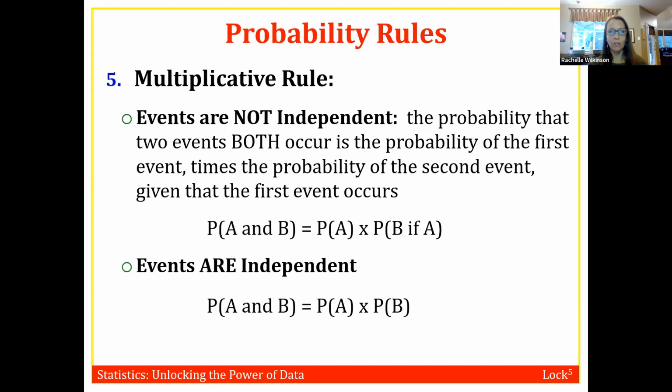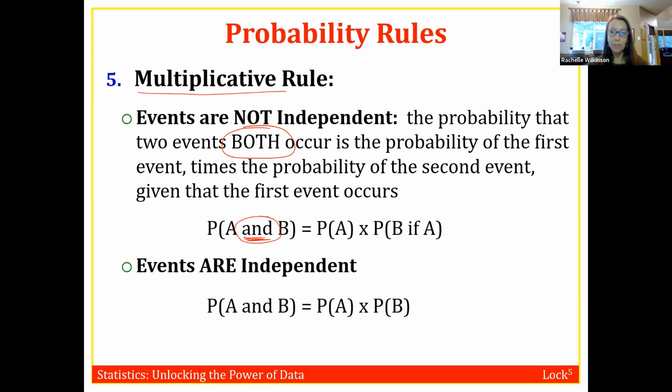So we write that out like this. The probability of A and B occurring is going to be the probability of A times the probability of B if A. This is one of the ways that we write that out. So this means the probability of B occurring given that A already occurred, basically. And notice the keyword that goes along with the multiplicative rule is "and." We're looking for "and." So in the problem, you might see words like both occurring or something like that, or this and this occurring. So "and" is a keyword for the multiplicative rule.